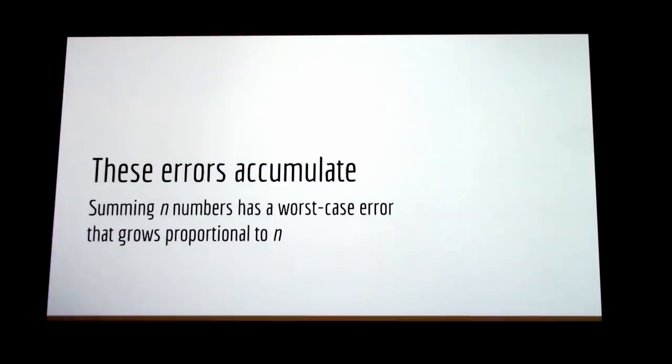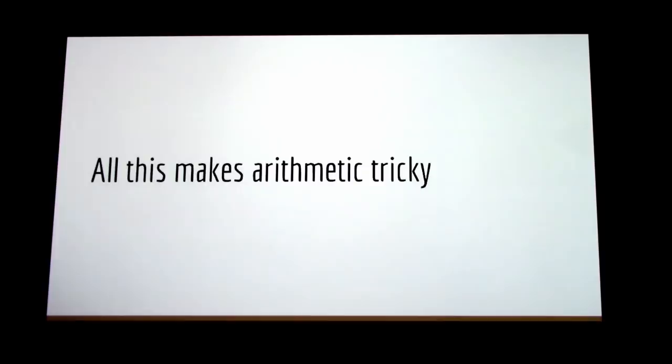16,777,216, that's 2 to the 24, plus 1, plus 1, plus 1, plus 1, is still 16,777,216. But if you instead compute 1 plus 1 plus 1 plus 1 plus 16,777,216, you get 16,777,220. So we just lost associativity. Yeah, so floating point numbers are terrible.